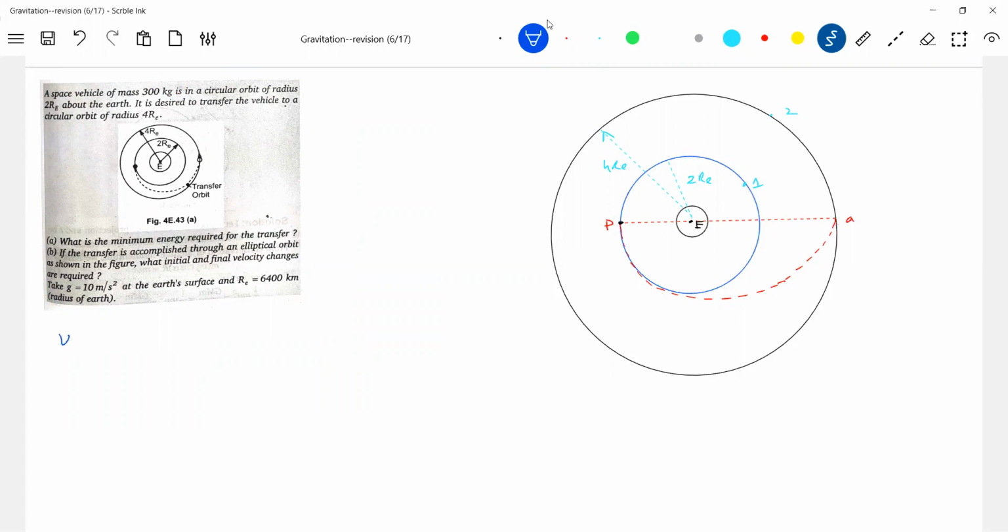What is the speed of the satellite in the orbit? That should be equal to root of GM by 2RE. So if I adjust this, this will become root of GRE by 2. You have to give value. Similarly, orbital speed of this is root of GME by 4RE.